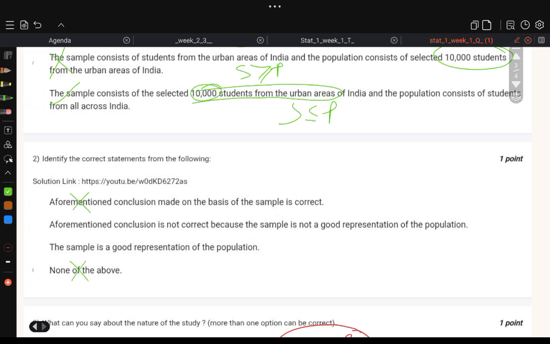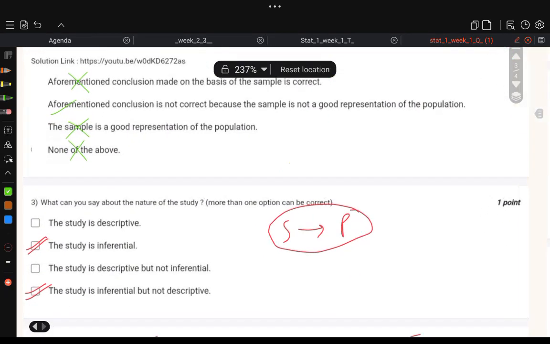The sample is a good representation of the population, incorrect. The second option, the conclusion is not correct because the sample is not a good representation of the population, correct. It is not a representation of the population in this case, as the sample is only consisting of the persons in the urban area, not about the rural ones. Okay, now comes the third option.